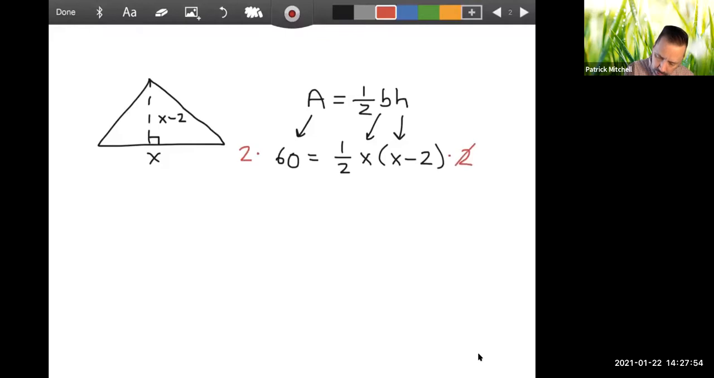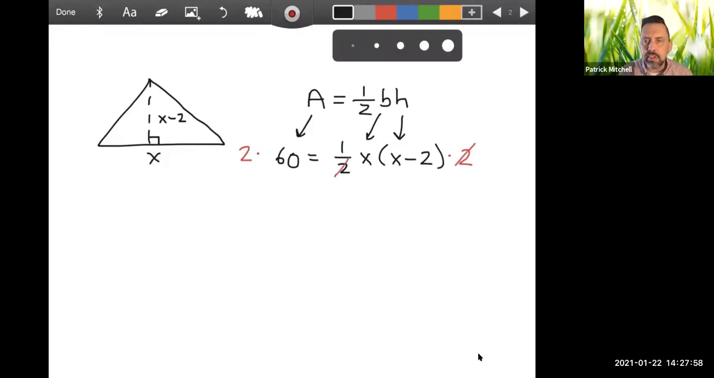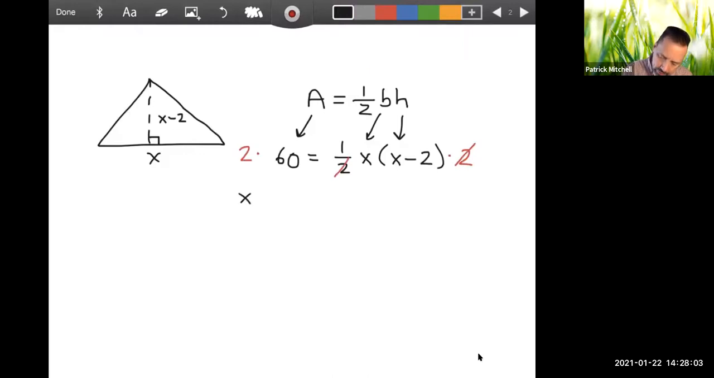So this 2 will kill this 2. And you know what, while I'm at it, I'm going to switch the sides of the equation. So now the left side will become x minus 2, and the right side will become 120. That looks better already.